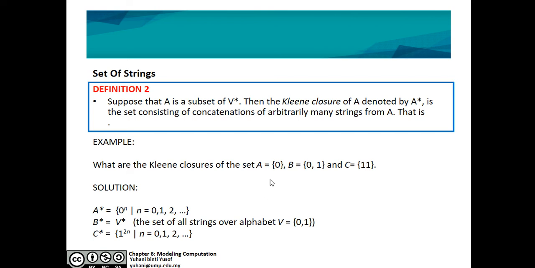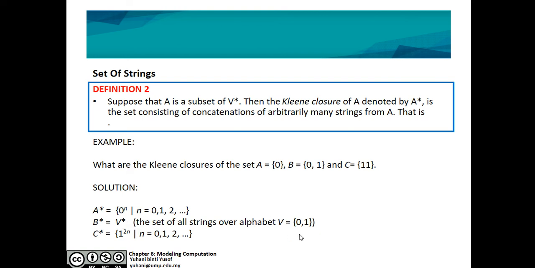Okay, how to solve this? To find the Kleene closure, what you need to do is find the concatenation operation of A. Start from A0, A1, A2, A3, and see the pattern. If it has a pattern, we conclude it as a general form. If there is no pattern, we answer with what we have, as in B.